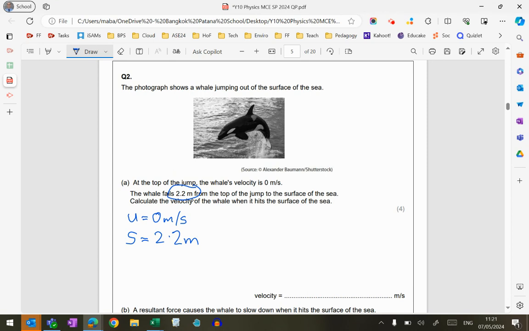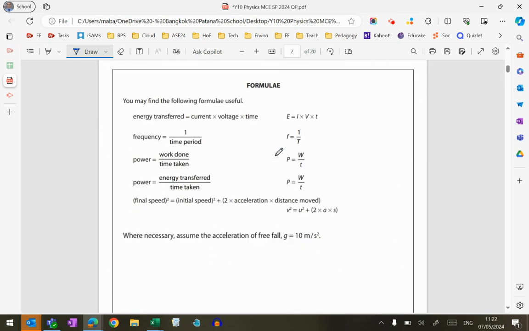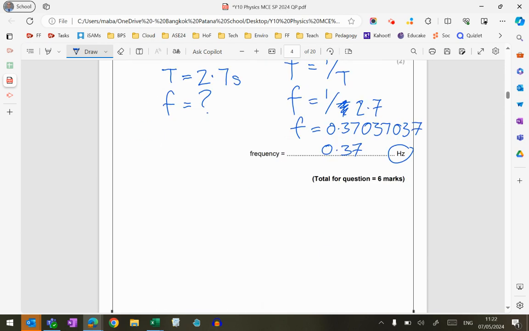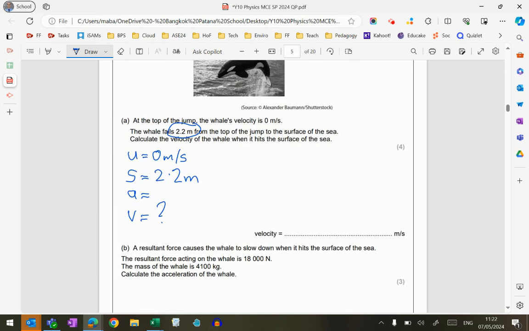And then it says calculate the velocity, so that's my question mark. Now, there's one thing that it doesn't tell me, but I do know. It doesn't explicitly tell me the acceleration, but I do know the acceleration because this is happening on Earth. You can see there, where necessary, assume that the acceleration of free fall is 10 meters per second squared. So we know what the acceleration is already. This is 10 meters per second squared.